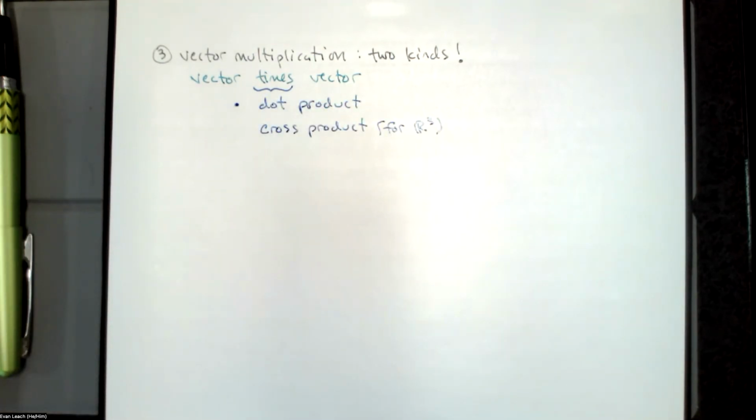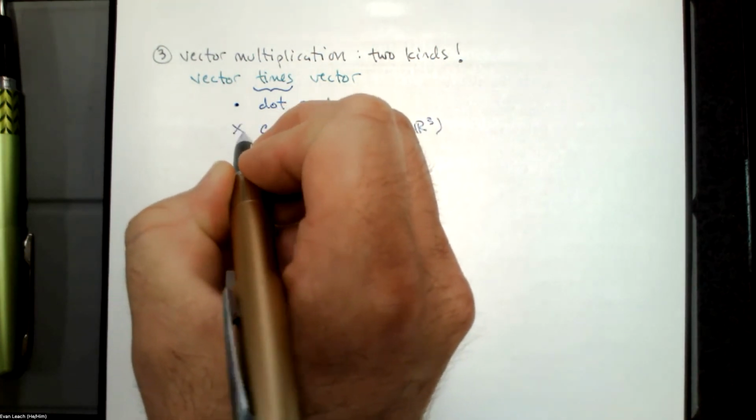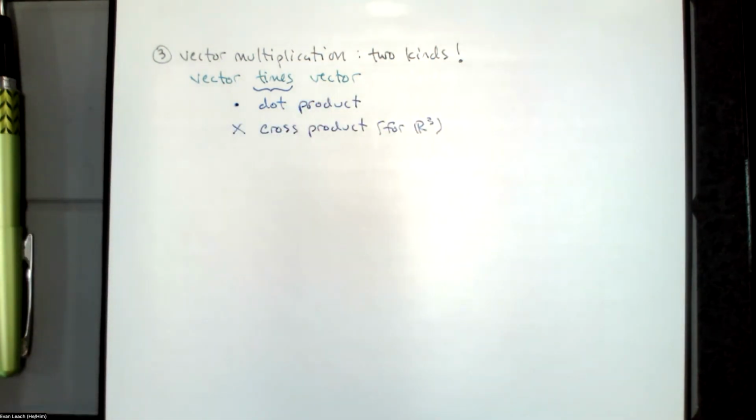So we're going to have two kinds of vector multiplication. One is called the dot product, and we'll use a dot to indicate that multiplication. The other is called the cross product. This is one that we're going to use on R3, and we'll use an X for that one.